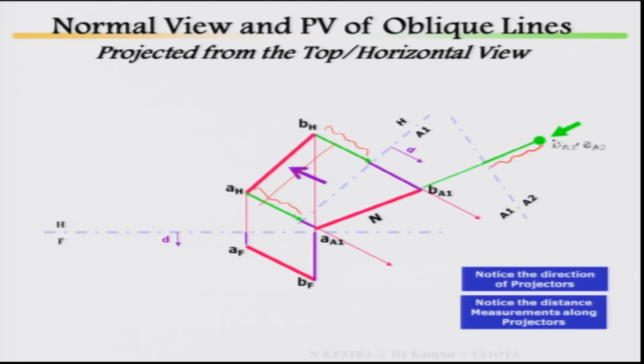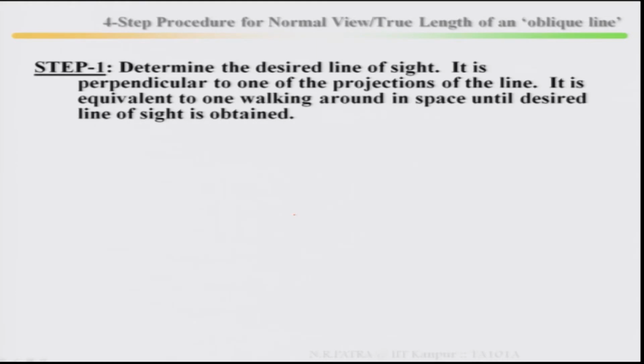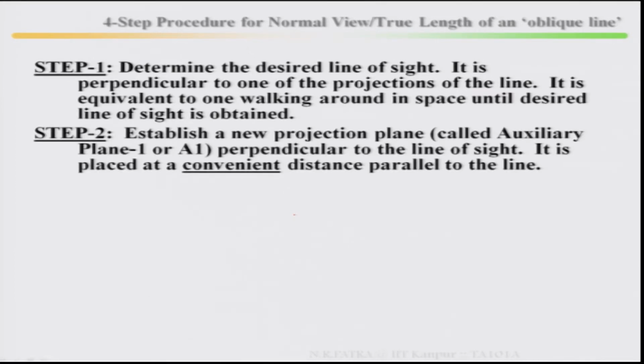this will be your point view, where BA2 and AA2 will merge. This is your point view. So, the 4 step procedure for the normal view, true length of an oblique line, we have said. Step 1, determine the desired line of sight, it is perpendicular to one projection of the line and it is equivalent to one walking around in space until the desired line of sight is obtained.